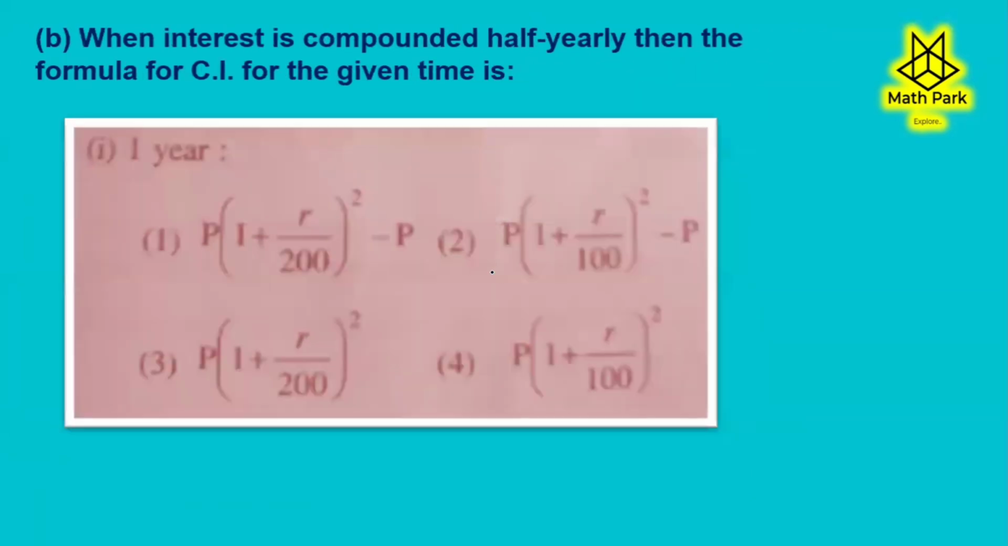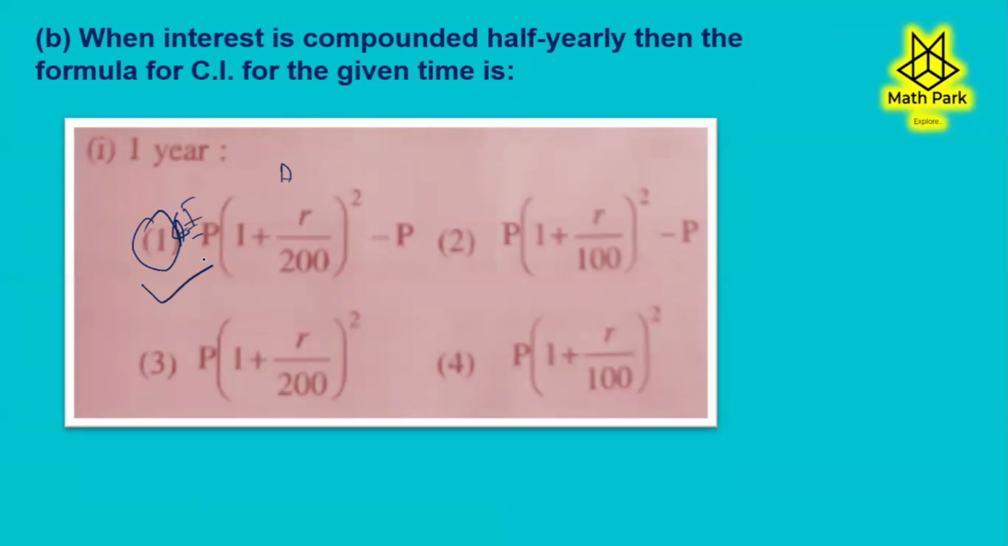B, when the interest is compounded half yearly, then the formula for compound interest for the given time is, for 1 year when it is half yearly. So when it is half yearly, we know that A, your amount, is equal to P in bracket 1 plus R upon 200 raised to 2, and minus P. So this is your compound interest, which is A minus P. So first option is the correct option.